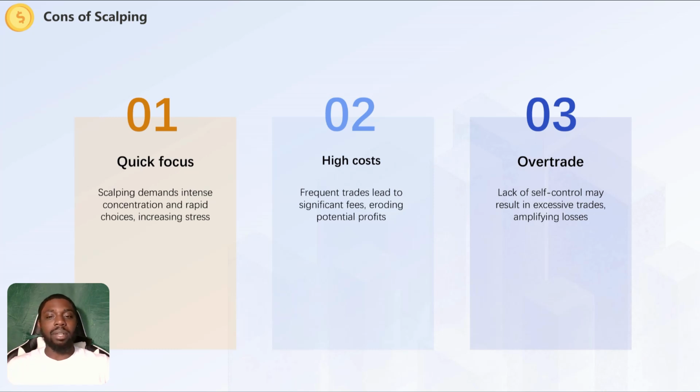So the cons of scalping. So you have to have a quick focus. Scalping demands intense concentration and rapid choices, increasing the stress when it comes to your trading and the position sizes that you're currently holding at that time. And then the high costs. Frequent trades lead to significant fees, eroding potential profits. And overtrading. A lack of self control may result in excessive trades, amplifying losses. So those are the cons that could come with scalping.